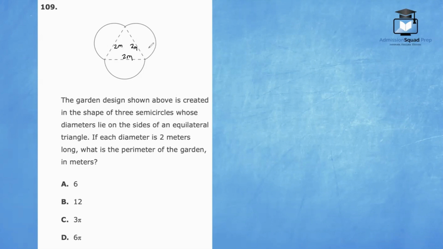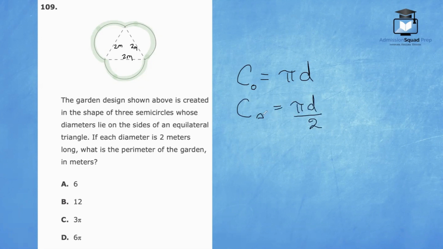And when we're figuring out the perimeter of the garden, we will need to find the circumference of each of these semicircles. And we know that all of the semicircles are exactly the same. The circumference of a circle is pi times diameter. That is for a full circle. The circumference of a semicircle will be pi times diameter divided by 2, because a semicircle is half of a circle.